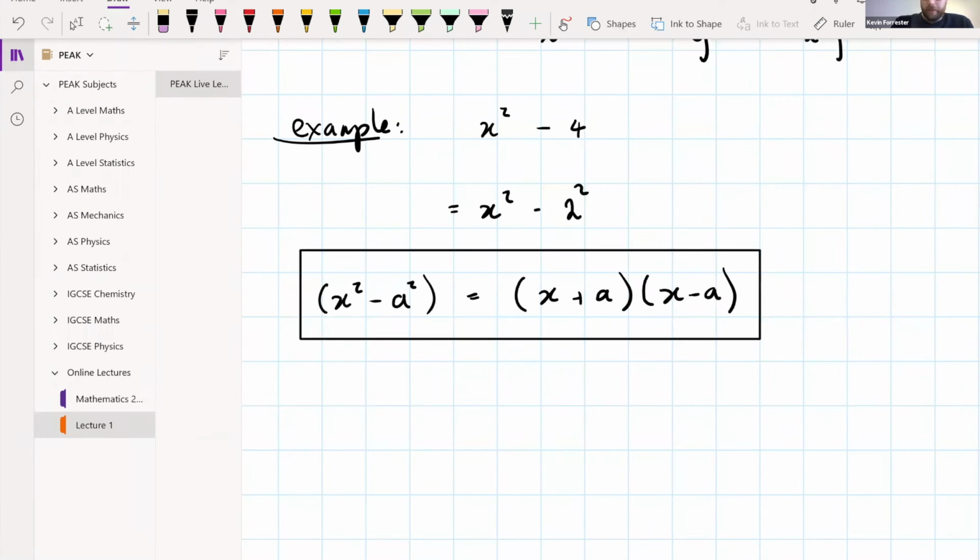So let's put a little square block around that, or rectangle around that, and let's actually apply it to our question. So if we're following the rule, we see that we're going to get open bracket x plus 2, close bracket, open the next bracket, x minus 2. And that is fully factorized.